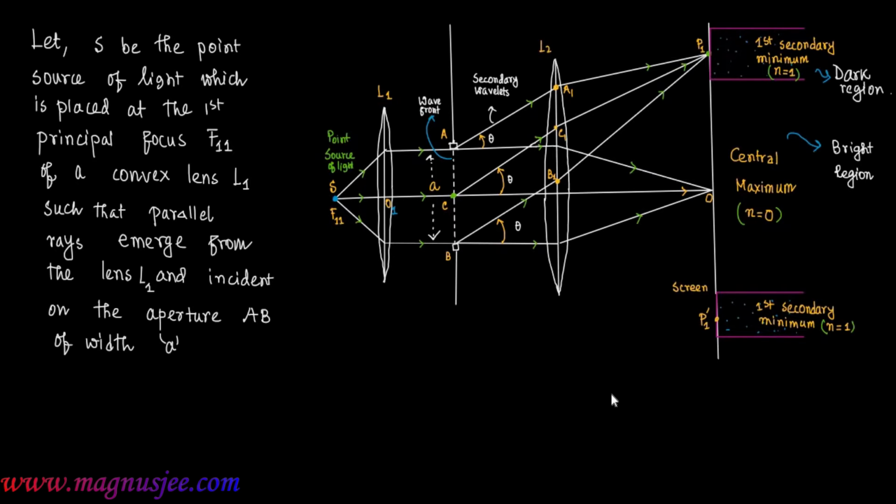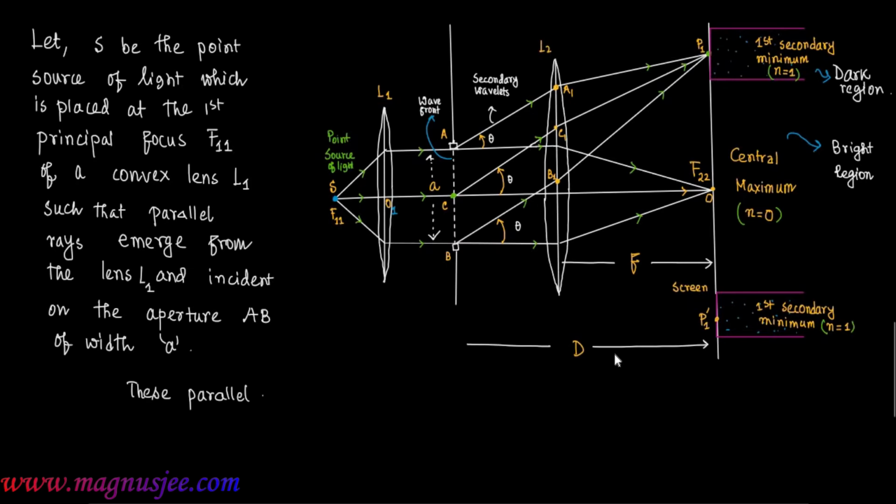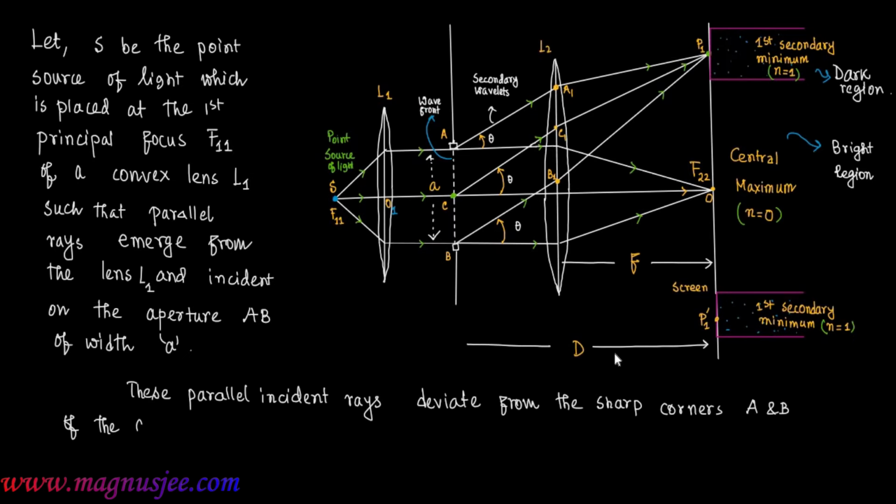Small a is the width of the narrow slit or the aperture. Capital D is the distance of the screen from the aperture. F is the focal length, and F2 is the second principal focus of the convex lens L2. And these parallel incident rays deviate from the sharp corners A and B of the narrow slit or aperture AB at an angle theta from its straight line path.